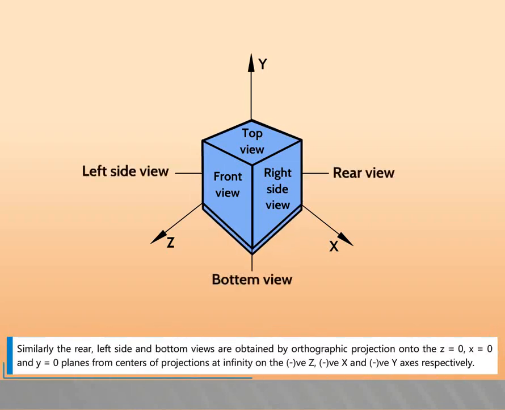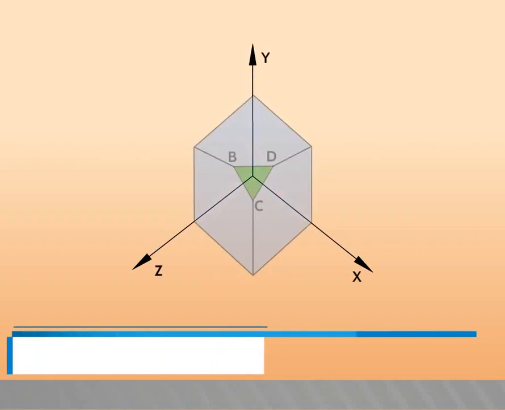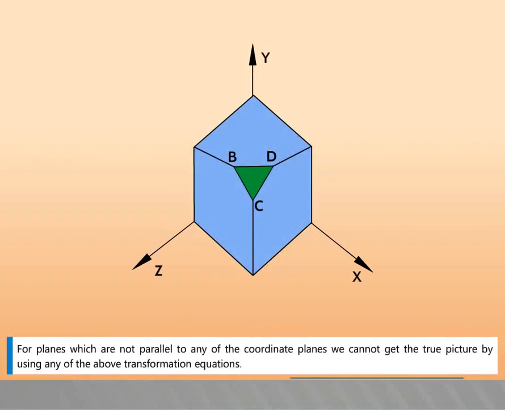Similarly, the rear, left side and bottom views are obtained by orthographic projection onto the z = 0, x = 0 and y = 0 planes from centers of projection at infinity on the negative z, negative x and negative y axis respectively. For planes like BCD in the figure, which are not parallel to any of the coordinate planes, we cannot get the true picture by using any of the above transformation equations.